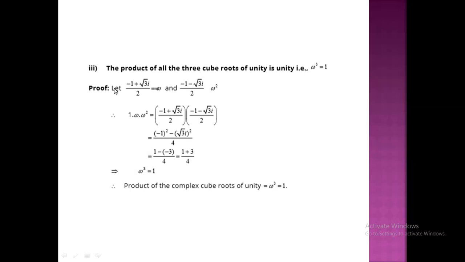In the next property, the product of all 3 cube roots of unity is 1. We multiply the 3 roots of unity, it is equal to 1. Now we apply here the formula a square minus b square. Iota square is equal to minus 1, and it is equal to 4 over 4, and it is equal to 1. Therefore the sum is equal to 0 and the product of cube roots of unity is equal to 1.